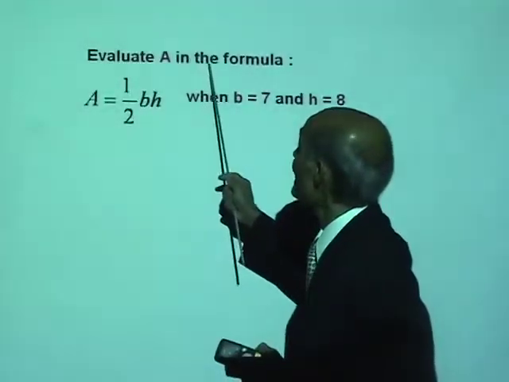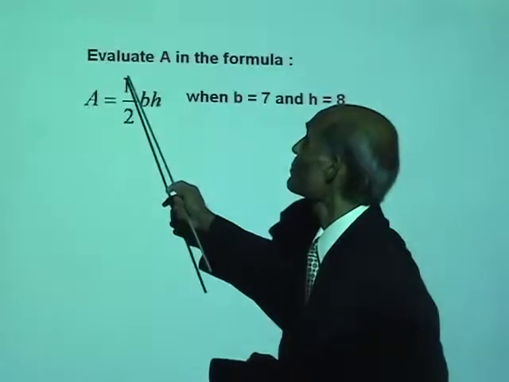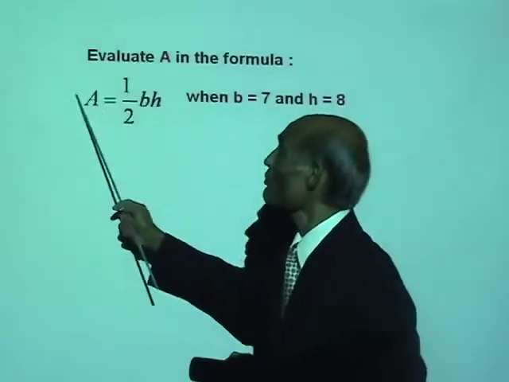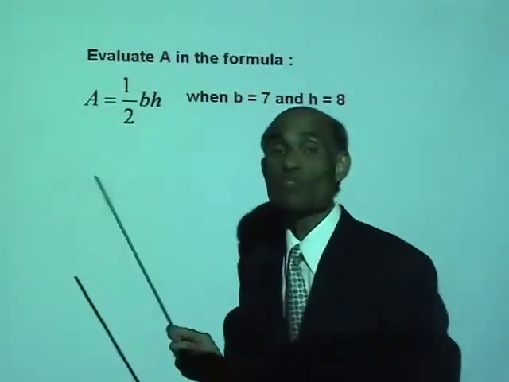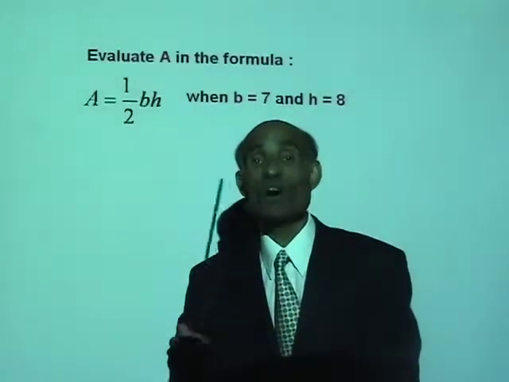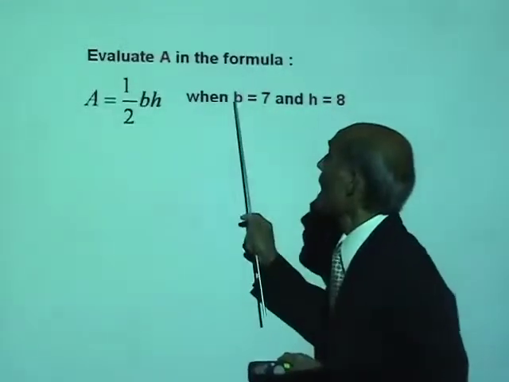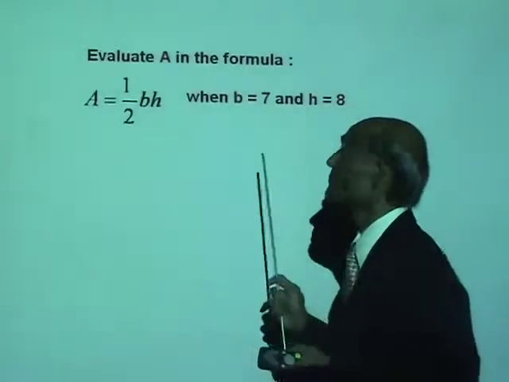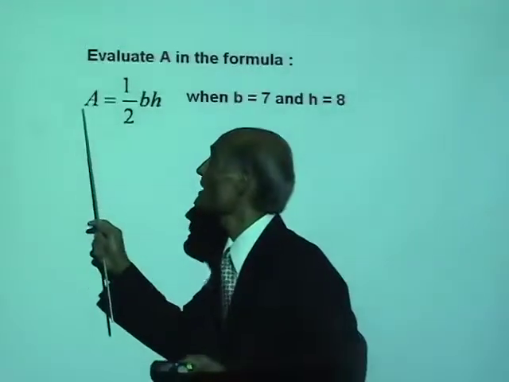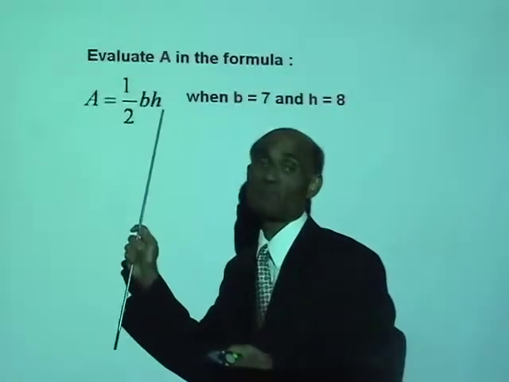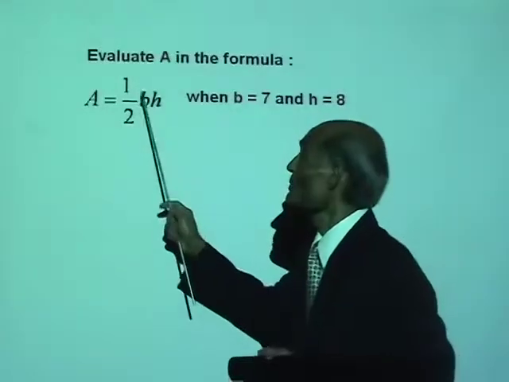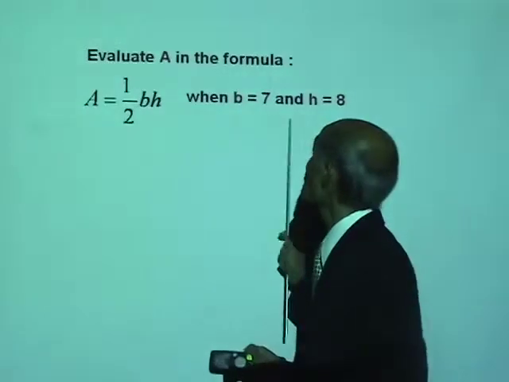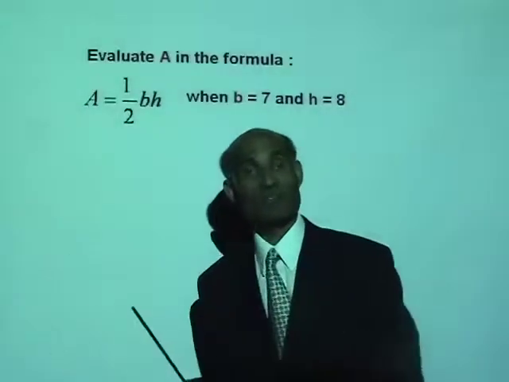Evaluate A in the formula A equal to 1/2 BH. Can you remember what that formula is? That is the formula for the area of a triangle. Now, I gave you the value of B, the base. I gave you the value of H. You need to find the value of A. All you need to do is replace your B by 7, replace your H by 8, and simplify.